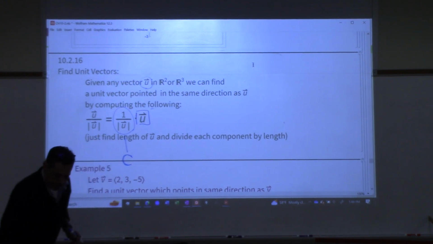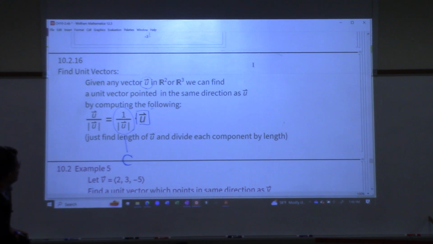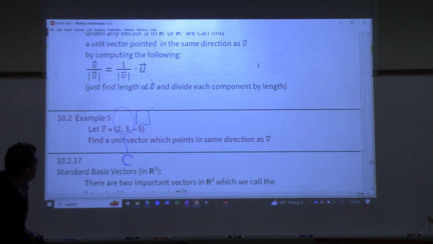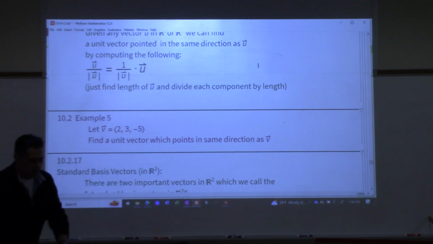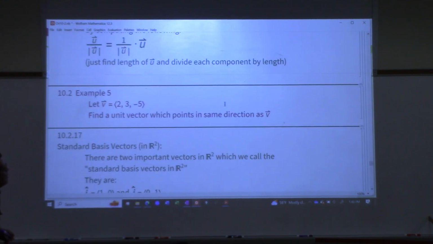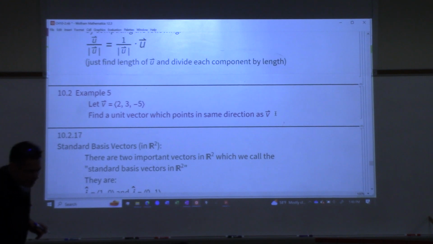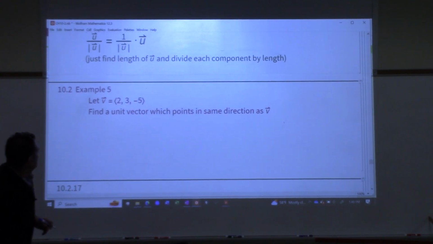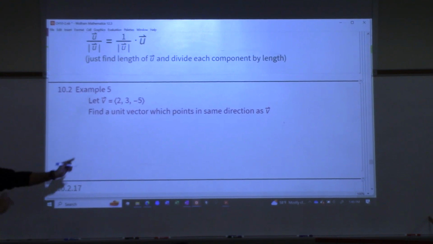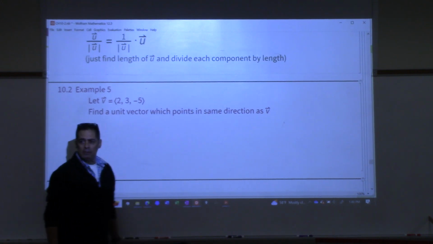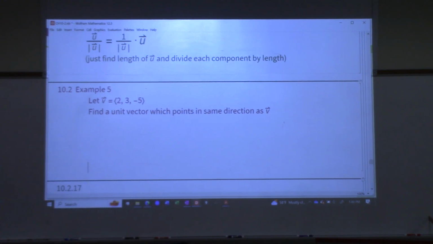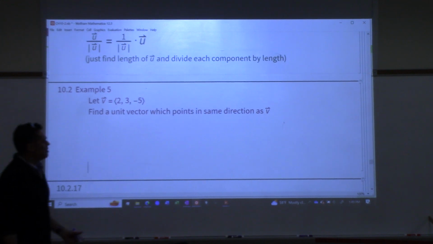All right, let's do an example. So this one right here, I'm going to give you a vector. We want the vector that is pointing in the same direction as this vector v. Find a unit vector which points in the same direction as that vector v. So what should I do first? Find the magnitude, right? So let's do that over here.